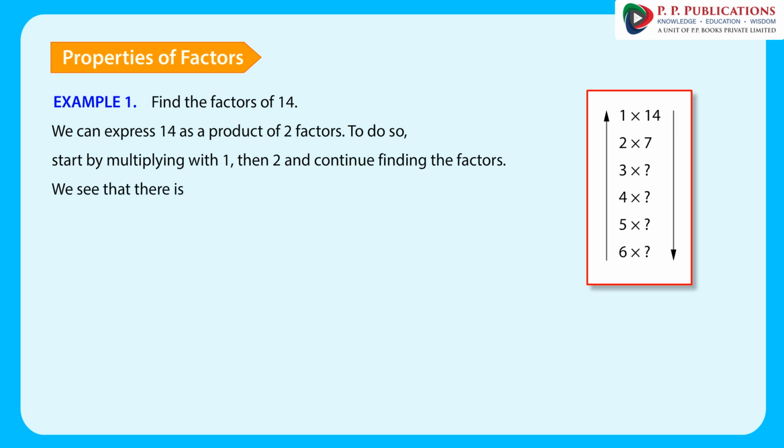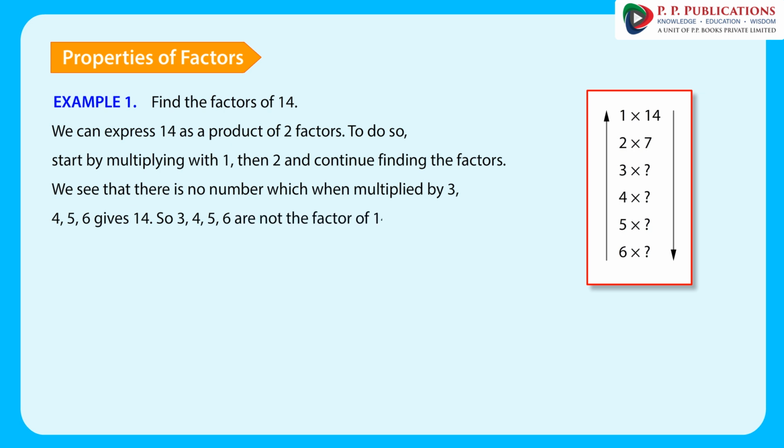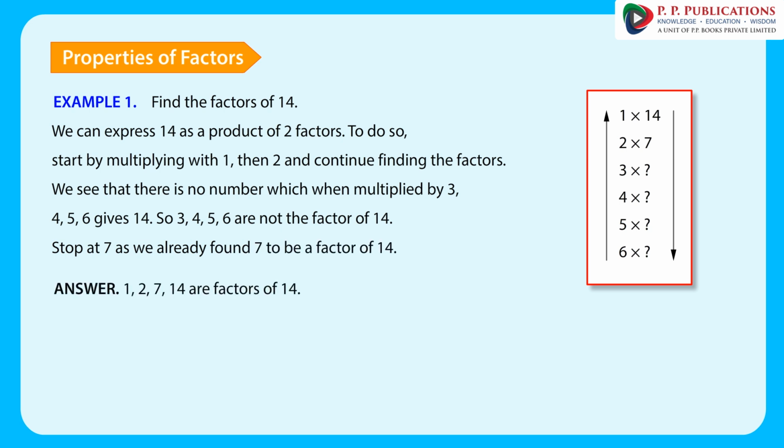We see that there is no number which when multiplied by 3, 4, 5, 6 gives 14. So 3, 4, 5, 6 are not the factors of 14. Stop at 7, as we already found 7 to be a factor of 14. 1, 2, 7, 14 are the factors of 14.